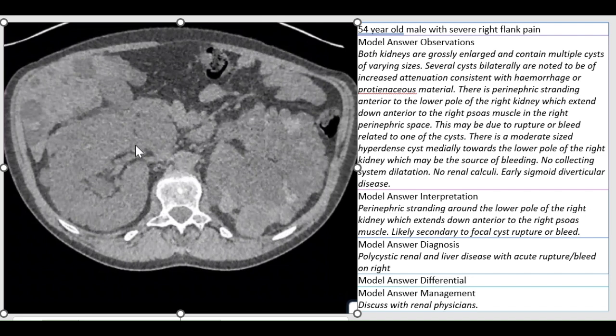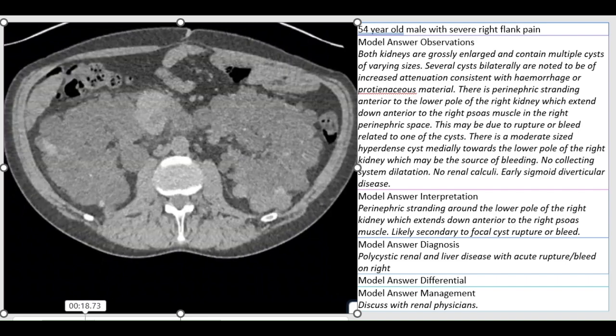So, in a case of polycystic kidney, and the patient is complaining of flank pain, acute flank pain, think of rupture of one of these cysts. So, what are the signs of cyst rupture?